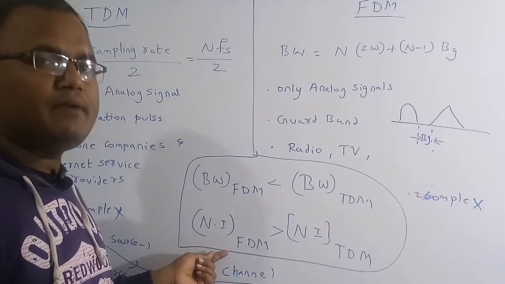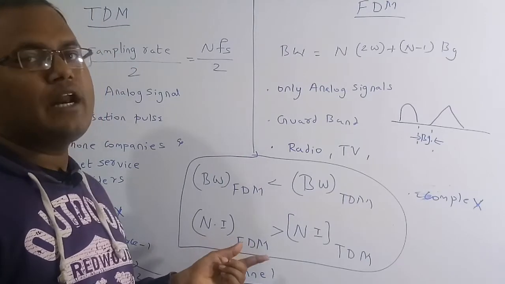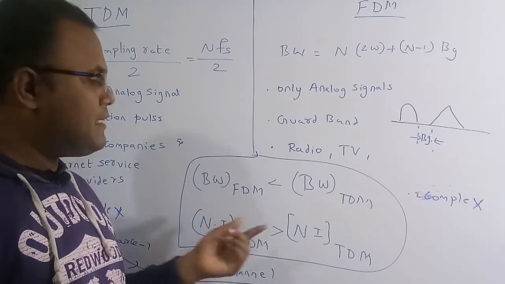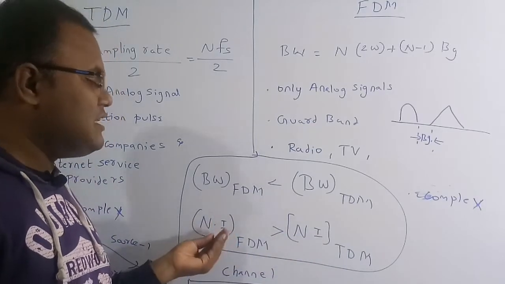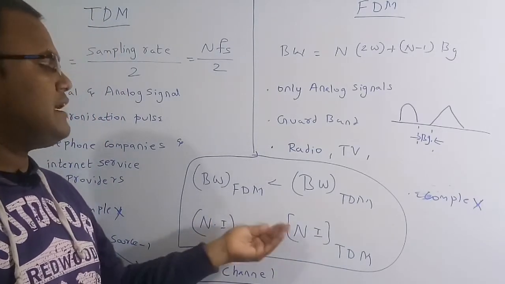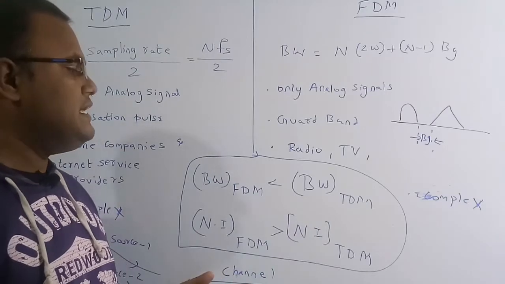Because of the guard band, there is no overlapping between the two signals, but here a synchronization pulse is required for TDM. So because of this we can say the noise immunity of FDM is very high when compared to the noise immunity of TDM. So now we are going to solve the 153 question.